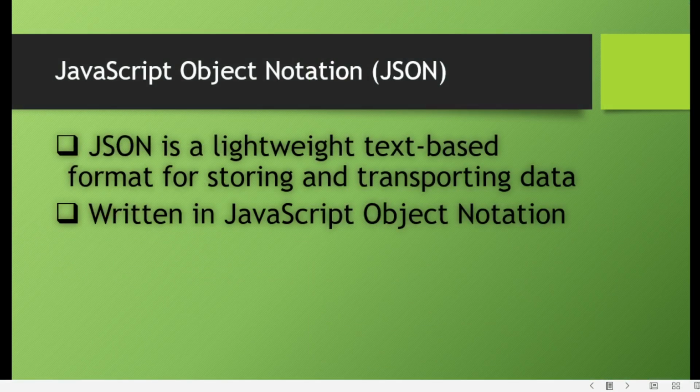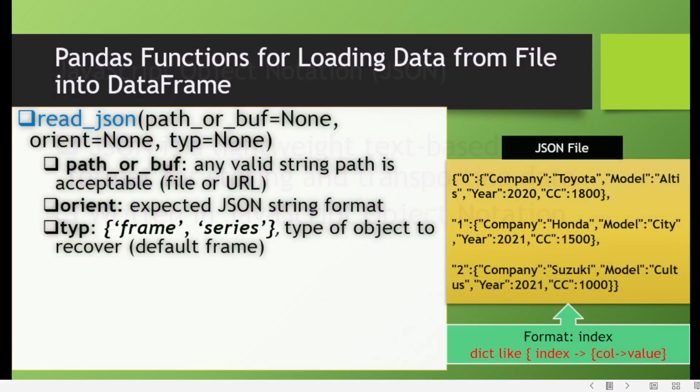JavaScript Object Notation, or JSON, is a lightweight text-based format for storing and transporting data. It is written in JavaScript Object Notation and is language independent. NoSQL databases use JSON format to store data. It can take different formats.